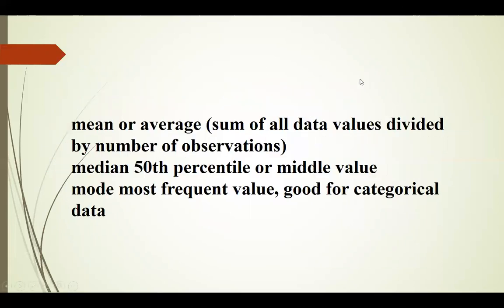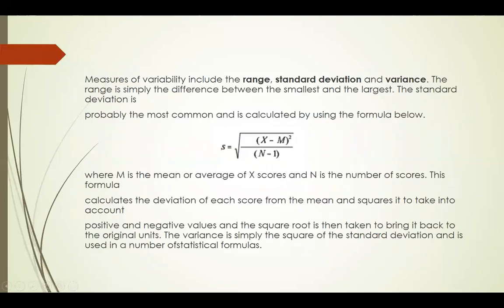Next is the average or mean. The mean or average is the sum of all of the data values divided by the number of observations. The median is the 50th percentile or middle value, and the mode is the most frequent value, which is good for categorical data. Measures of variability include the range, standard deviation, and variance. The range is simply the difference between the smallest and largest.